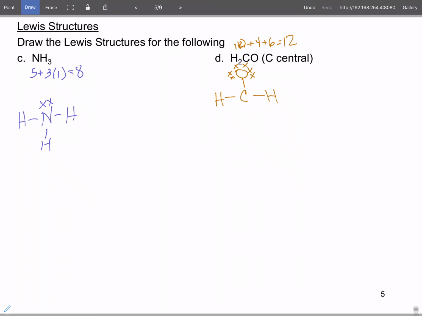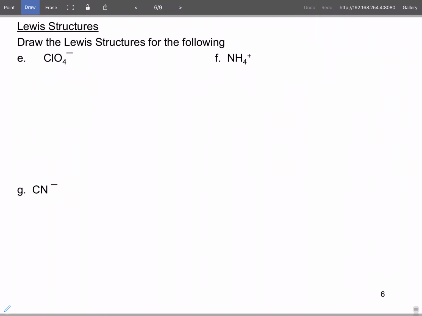So then the rule says that if you need to fill an octet but you can't add any more electrons, then you make multiple bonds. So I'm going to share this one here. So I will rewrite it with the double bond here, hydrogen here, and I left 2 pairs on the oxygen. So there is your Lewis structure. Hydrogens are happy. Carbon has 8. Oxygen has 8. Everybody's happy now in this structure. So when you need to multiple bond, you multiple bond. When you don't, you don't.